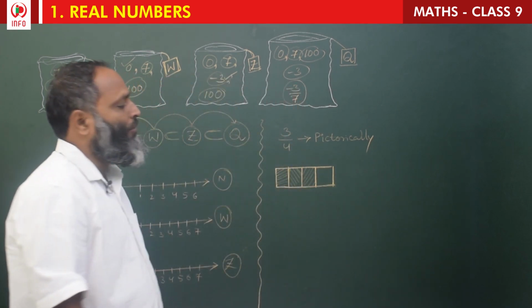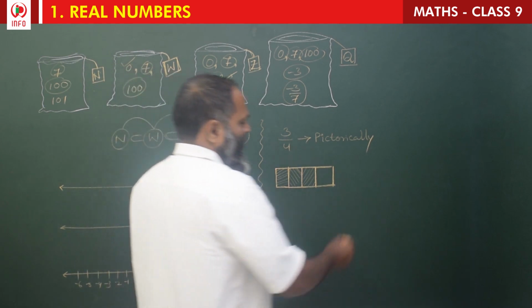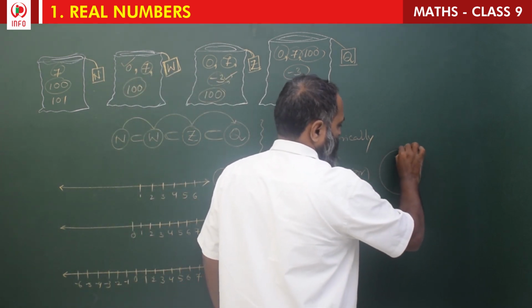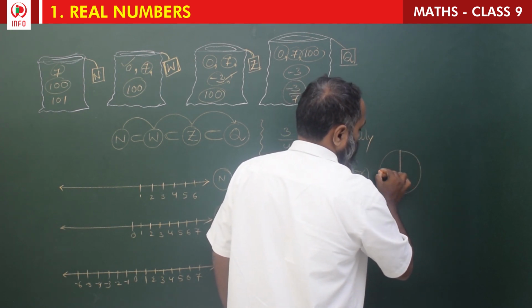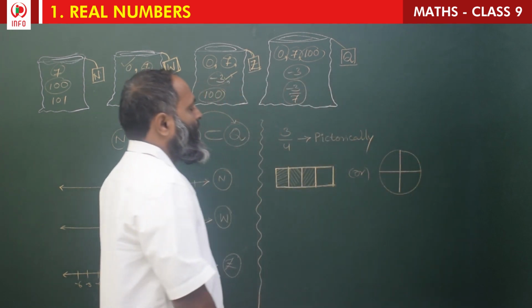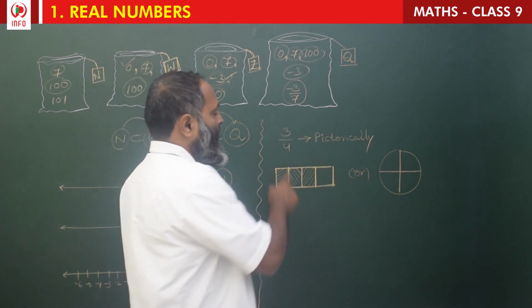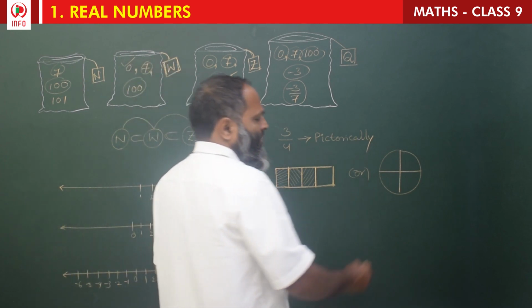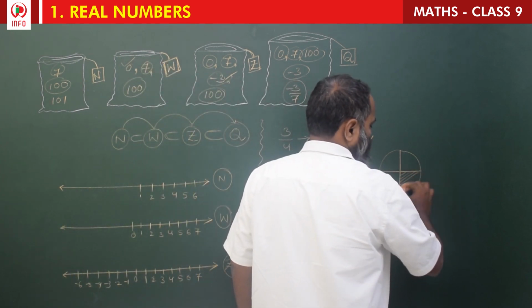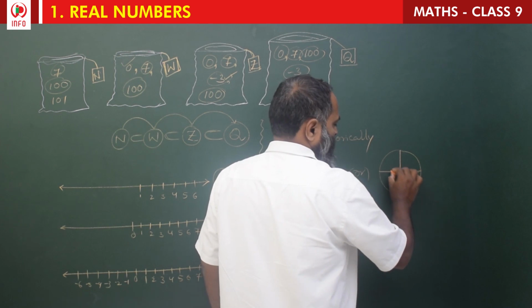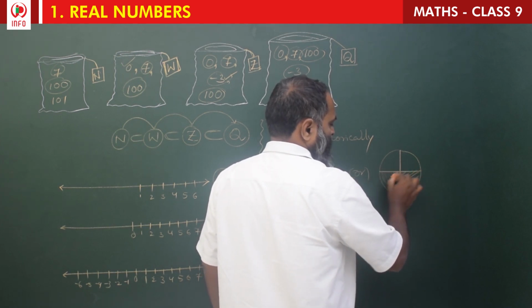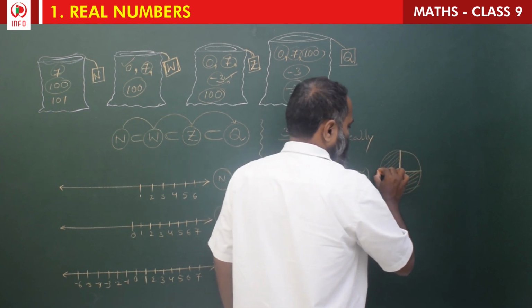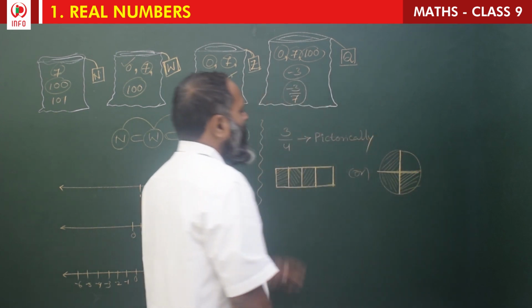This is 3 by 4 pictorially. Or otherwise, by taking a circle also we can represent it. So, how to represent 3 by 4? For 4, in total we make 4 parts. Out of the 4 parts, we should shade 3 parts, 1, 2, 3. This is 3 by 4 pictorially.